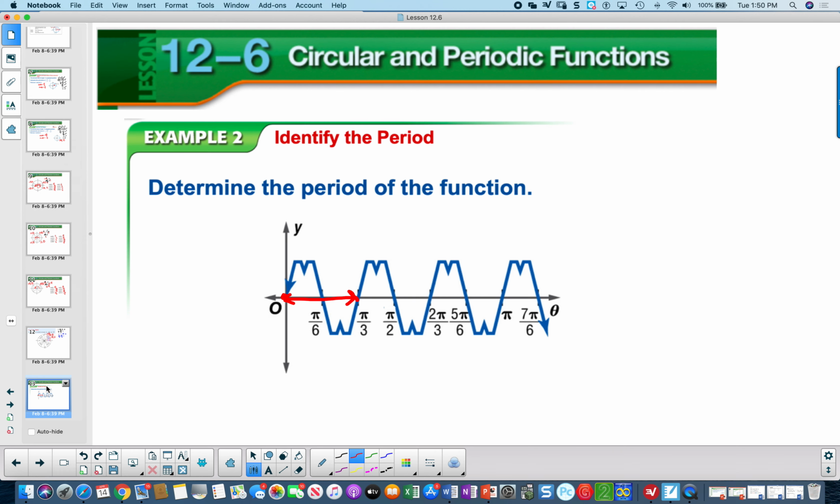Okay, identify the period of a function. We're going to be looking at that in the future. So it looks like this is repeating itself. It starts down here, goes up, goes down, and then goes up again, and then it starts the procedure all over again. We say the period is the length that it takes to repeat itself. So we say that the period here is pi thirds. In pi thirds, it starts repeating again.